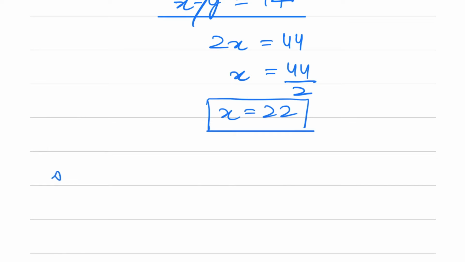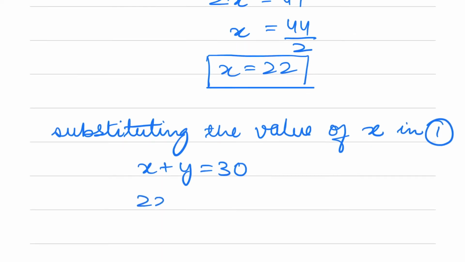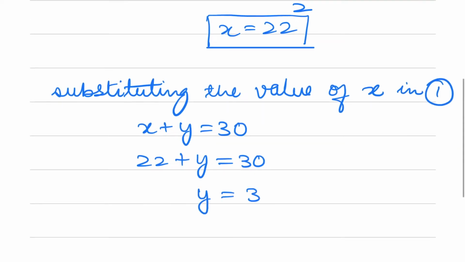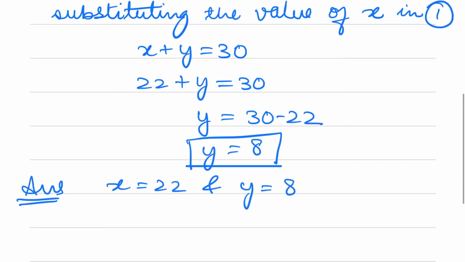Now substituting the value of x in the first equation, we have x plus y is equal to 30, x is equal to 22, so 22 plus y is equal to 30, y is equal to 30 minus 22. So y is equal to 8. So the answer we can write down as x is equal to 22 and y is equal to 8.